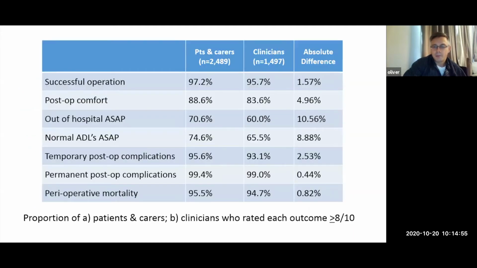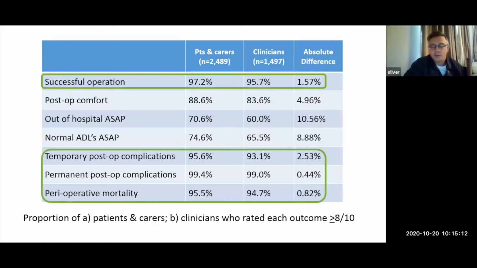Now, we ended up with about 4,000 responses to this survey from the various different centres that we recruited people from. About 2,500 of those were patients and carers, and about 1,500 were clinicians. And you will see from these numbers that the agreement about the traditional clinical outcome measures that I've already talked about was very, very high.